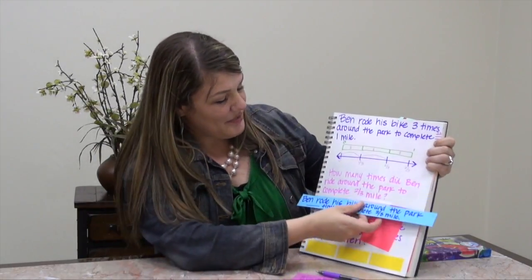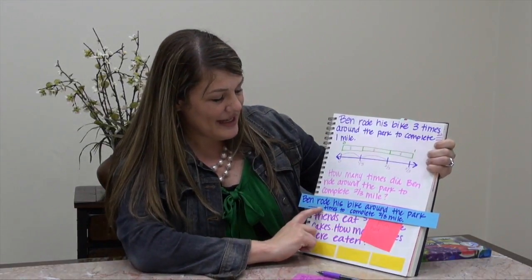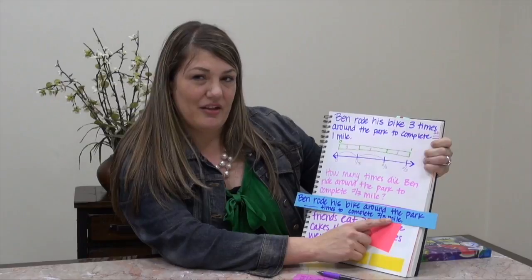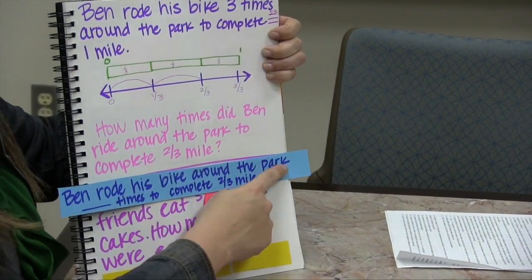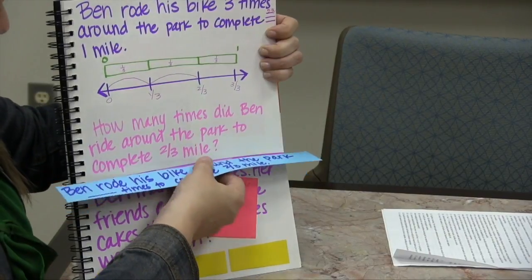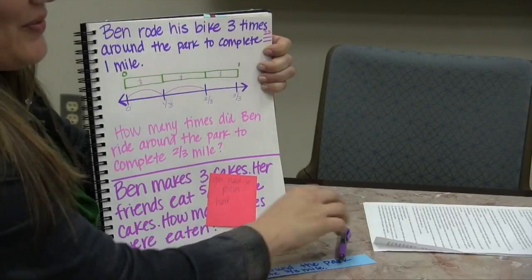Here would be a sentence stem to help them understand. Ben rode his bike around the park blank times to complete 2/3 of a mile. If they're struggling with saying the answer or understanding what they learned, I've provided a sentence stem for them to give their answer. And later, as the lessons go throughout, those can be condensed as well.